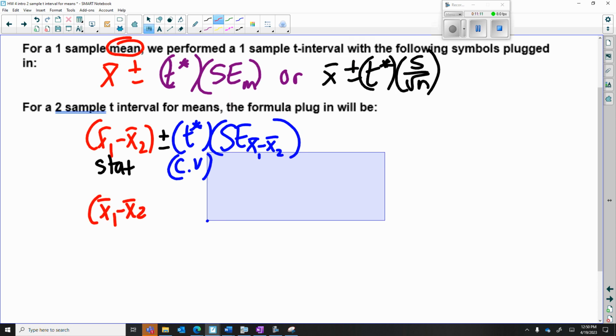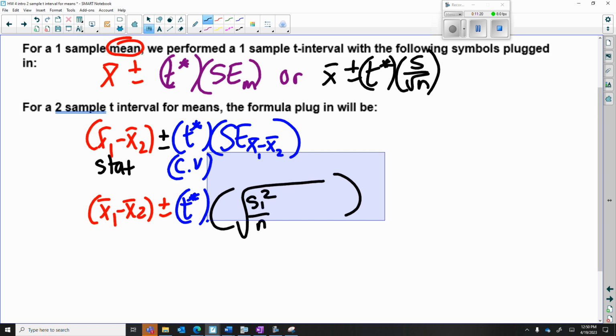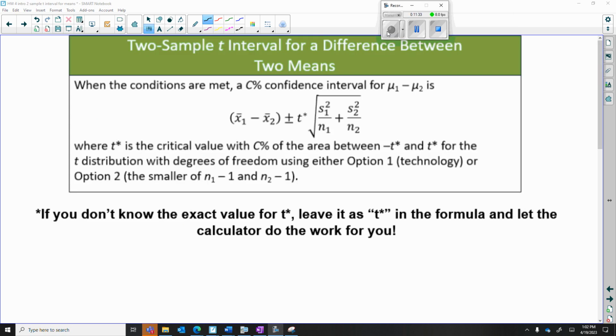x bar 1 minus x bar 2 plus or minus t star times the radical of s1 squared over n1 plus s2 squared over n2. So basically it's just a matter of knowing what to plug in and what to take out. That's really it. That's the general shell. So this is the formula that we just derived.